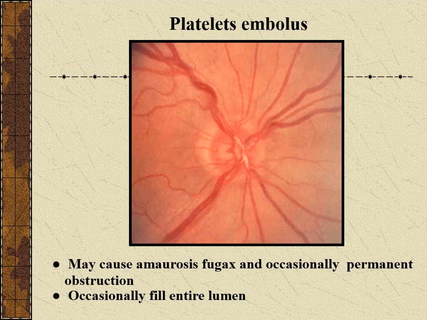Platelets embolus can cause either temporary occlusion of the artery, which can be presented in the form of amaurosis fugax, so the patient will complain of sudden loss of vision that will stay for seconds, and then the vision will recur again when the platelets embolus becomes dislodged. However, it can sometimes cause permanent occlusion of the artery with the typical picture of central retinal artery occlusion.